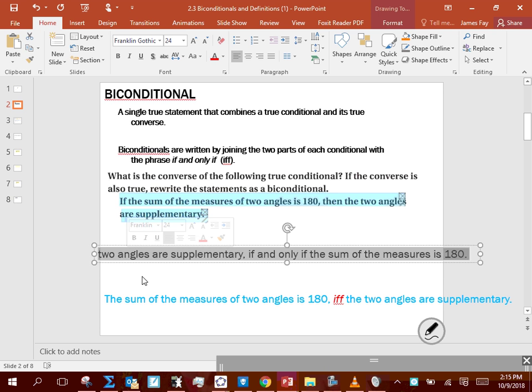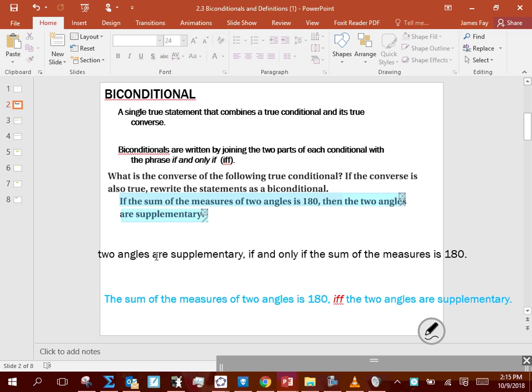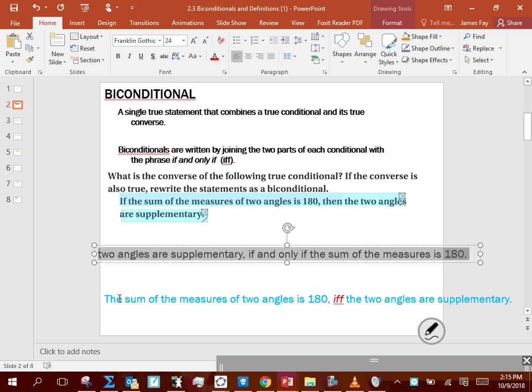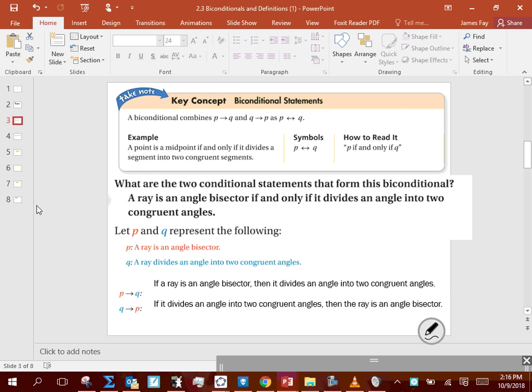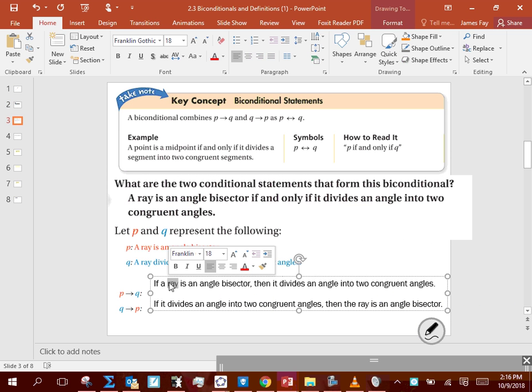Now, that's going to help us get into an idea here in a little bit about the fact that if I look at that, is that simply telling me the definition of supplementary angles? Okay, that's a key thing for some biconditionals. And this one's able to be written as a biconditional because it's a definition. And we'll get to that after we do this example.